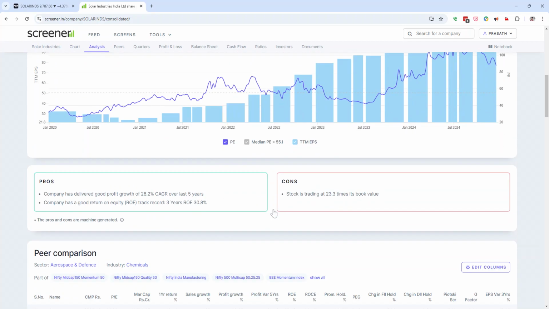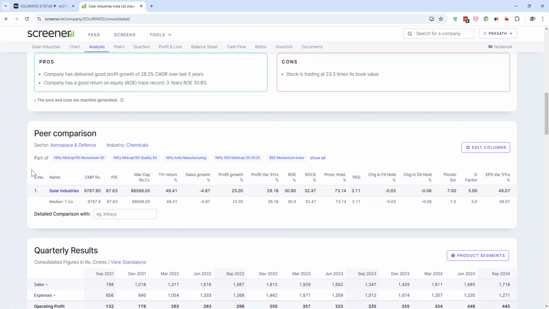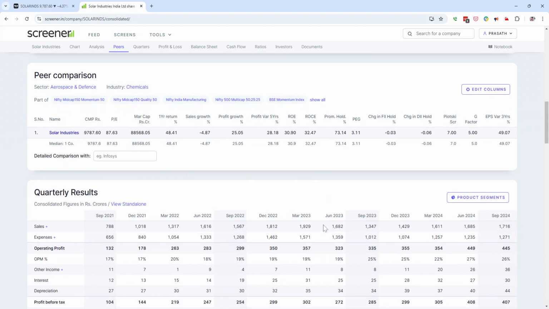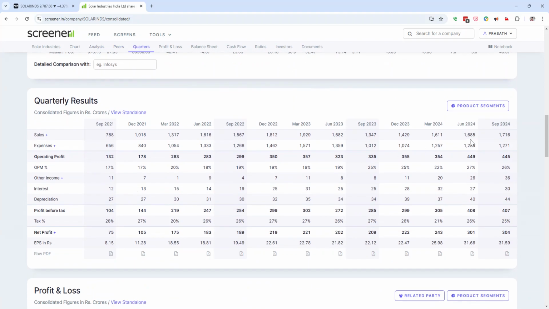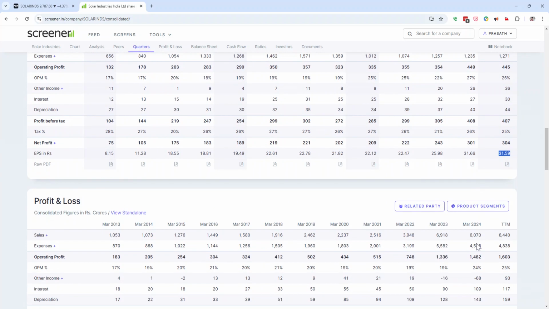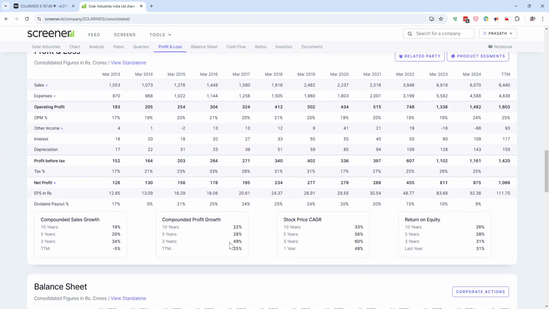Let's go down and see what this industry is. They are into aerospace and defense chemicals, as you might know. This is the only listed player in this industry. You can see the sales growth is good. You can see the EPS is slightly lower for the last quarter. I don't see any big concern here on the fundamentals of this company.